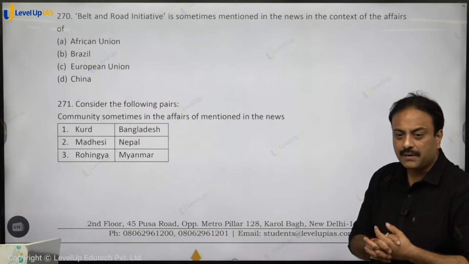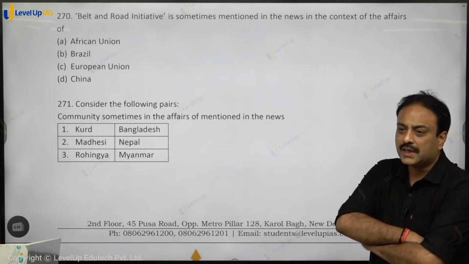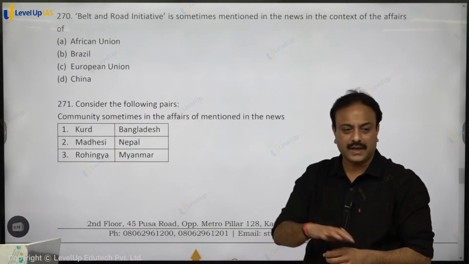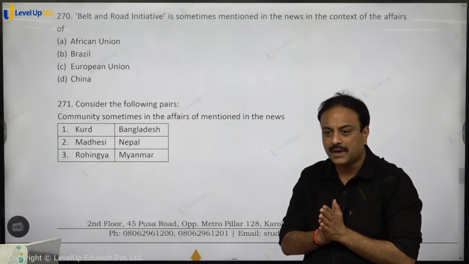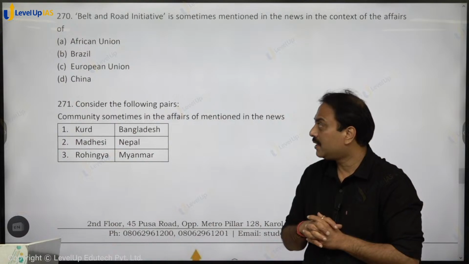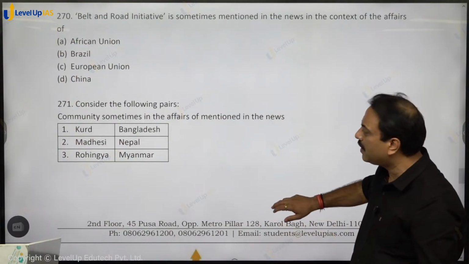Belt and Road Initiative is already there. They are carrying out a project in Sri Lanka. They are carrying out projects all across India. A string of pearls, if you know something about that. China is working on that, a string of pearls. So it was China, option D, D for dog. China was the right answer. Clear on that?